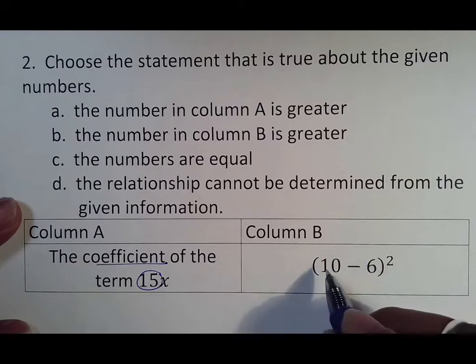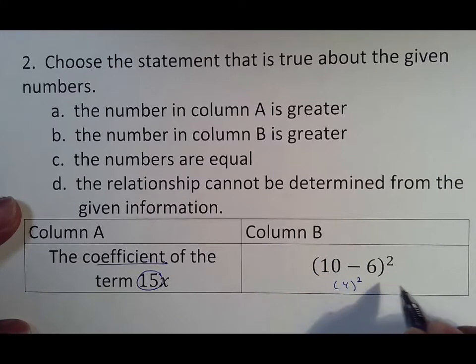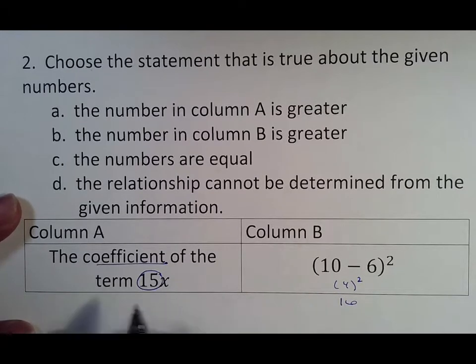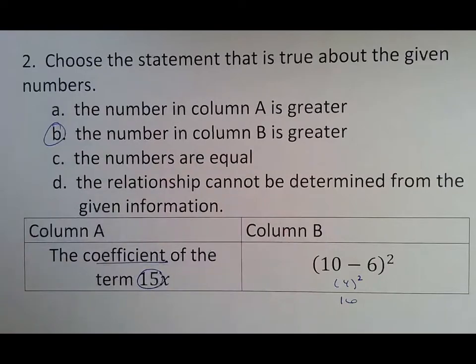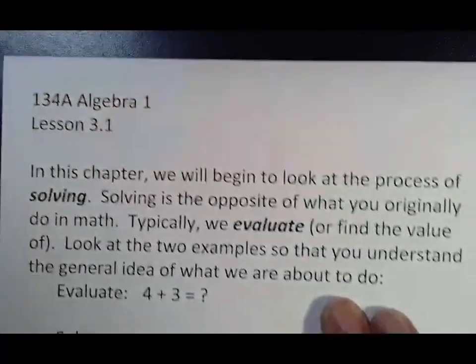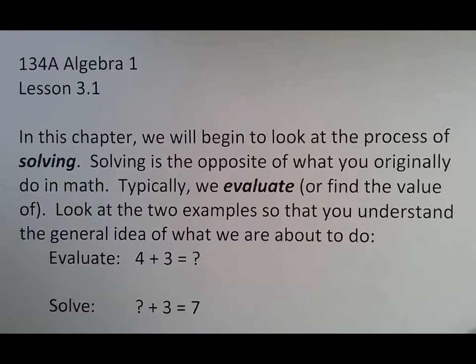Column B, which is this problem, which is order of operations. So it's going to be 10 minus 6 first, which is 4 squared. And we know that 4 squared is 16. So in that case, column B is bigger, so you would circle B or choose B, and that would be your answer. In terms of the work, this chapter we're going to be looking at the process of solving.